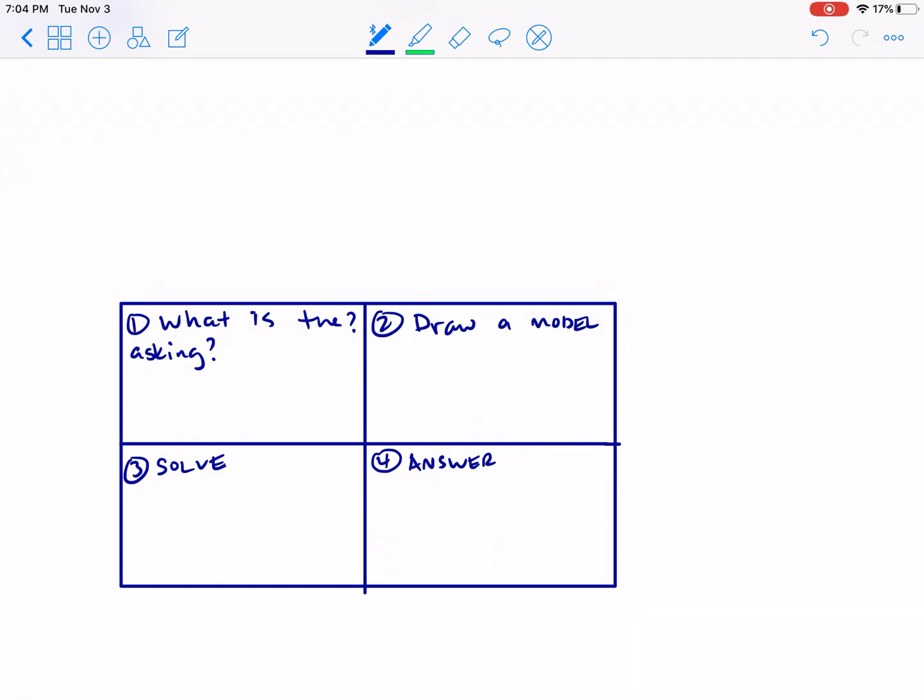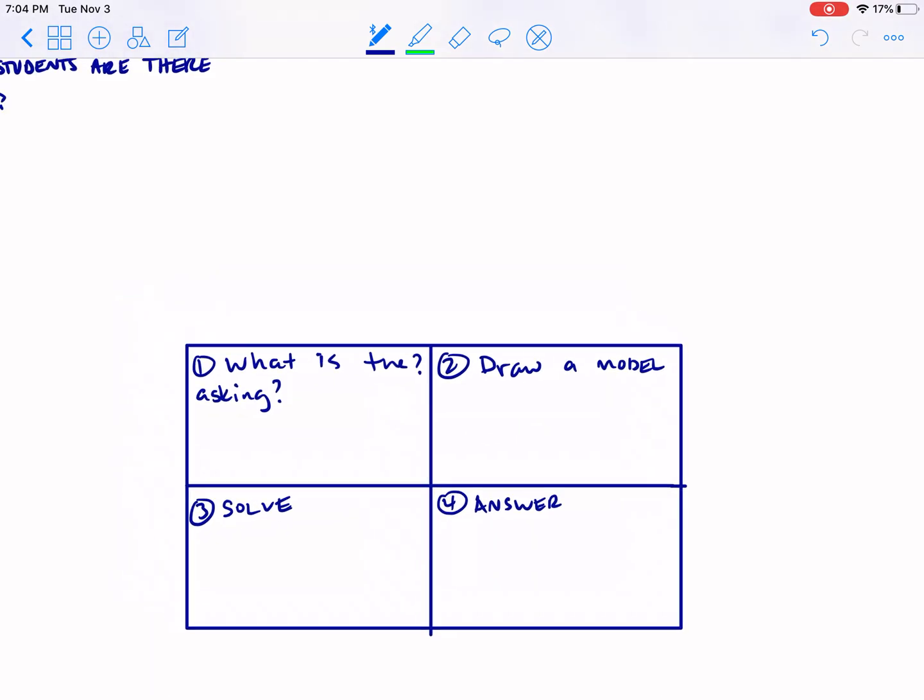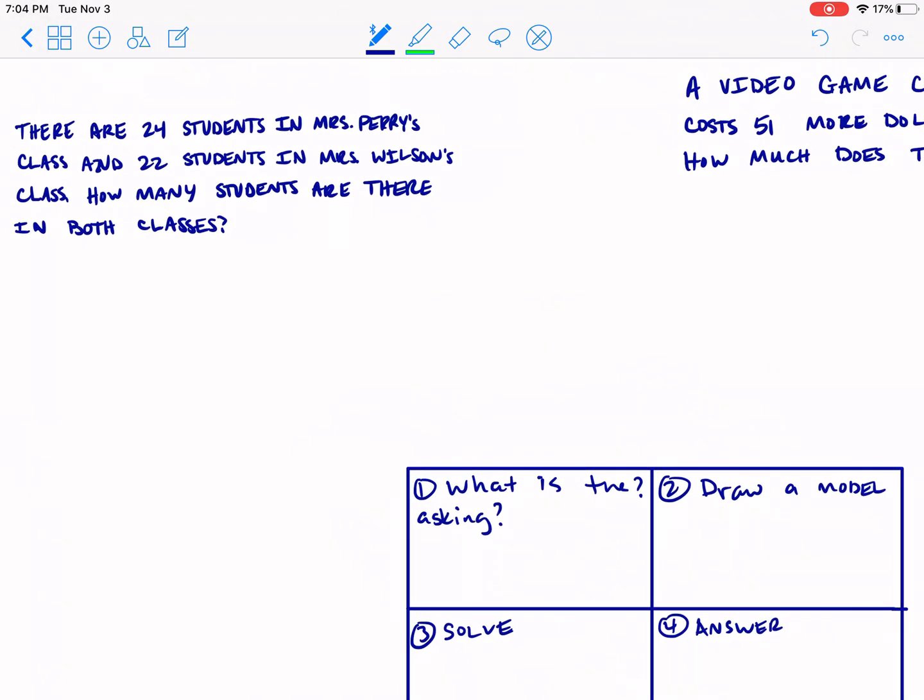We have to think, what is the question asking? We're going to draw a model to help us. We're going to solve it, and then we're going to answer with a complete sentence if you can. This is just the framework, the way I want your brains to be organized when we answer some questions. So we're going to walk through a couple, and then you're going to practice on your own.